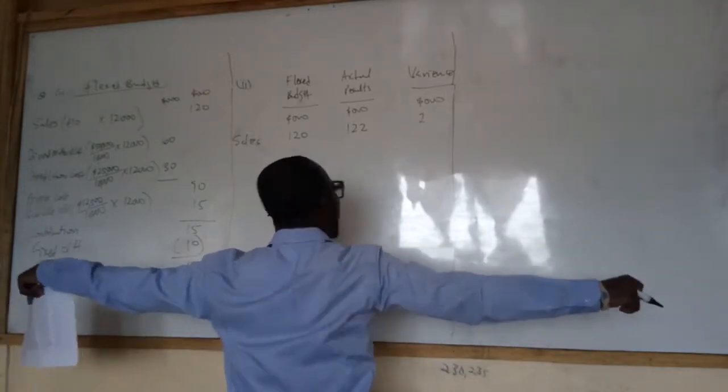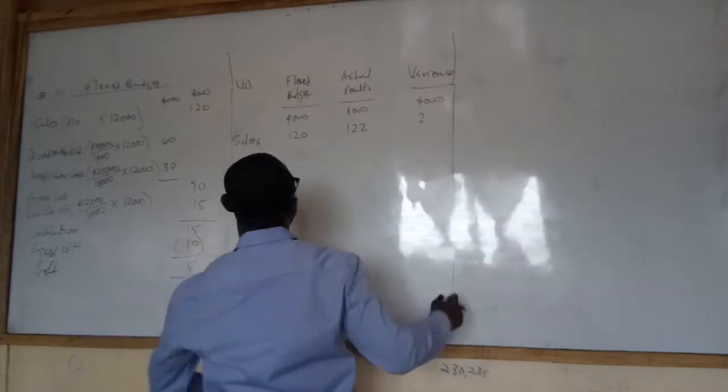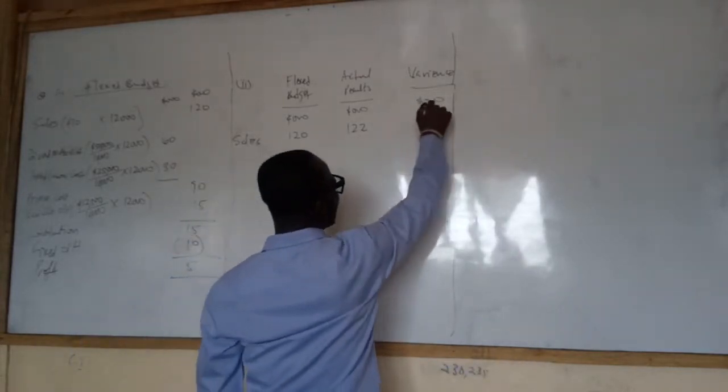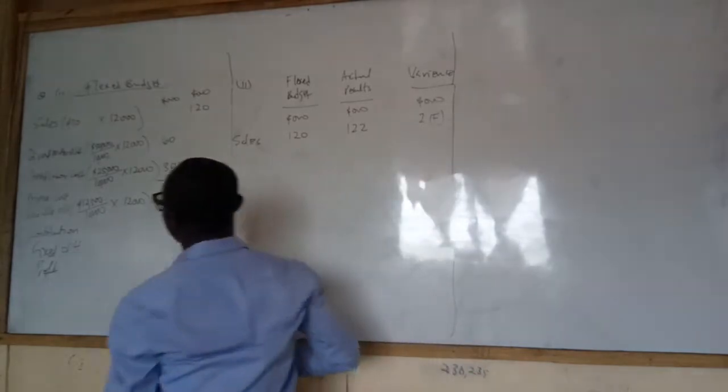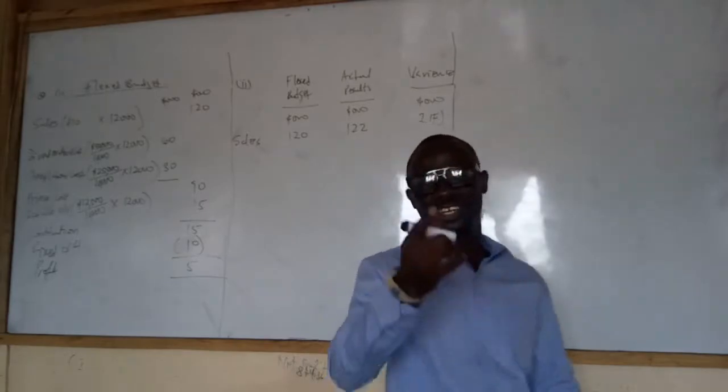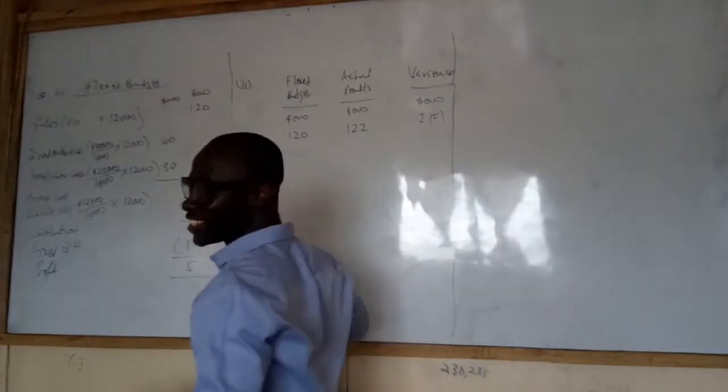This is revenue, right? So when your actual is more than your budget, it's a favorable variance. I need to record, I'm recording everything.